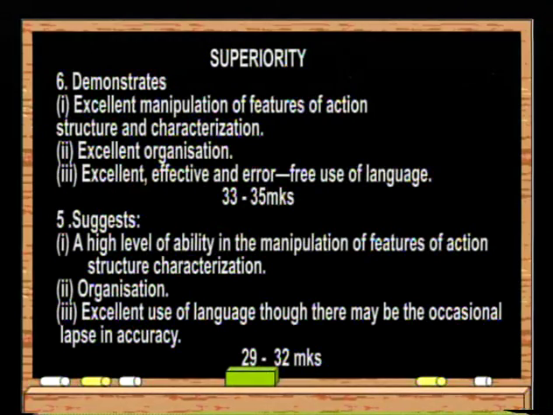For one to demonstrate superiority, one must have excellent manipulation of features of action, structure, and characterization, excellent organization, excellent, effective, and error-free use of language. 33 to 35 marks could be awarded.